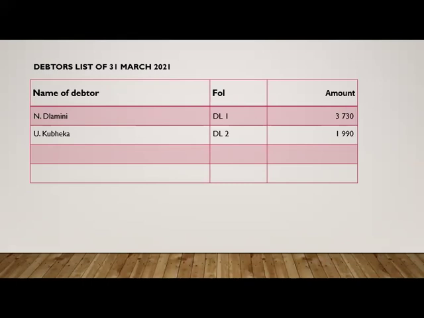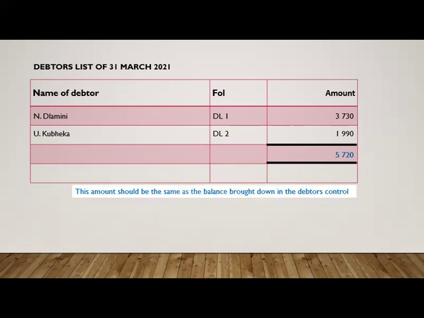1990. Then you can add these two. It'll give you a total debtors amount. In total, your debtors are owing you 5,720. And that 5,720 must be the same balance as the balance brought down in the debtors control account. We will do debtors control account shortly.